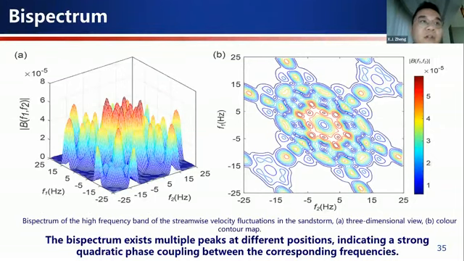As an example, this figure shows the absolute bispectrum of the high frequency band of the streamwise velocity fluctuations in the sandstorm. Obviously, the bispectrum has multiple peaks at different positions, indicating a strong quadratic phase coupling between the corresponding frequencies. In addition, negative frequencies derived from the bispectrum calculation are nonsense in physics. Thus, only the positive frequency component, that is the first quadrant part, will be shown in the following figures.